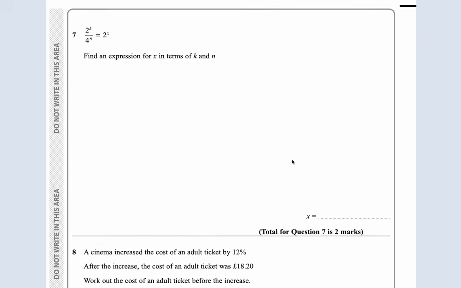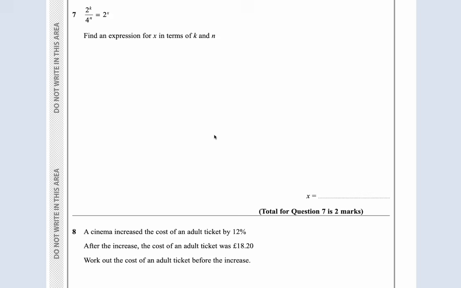Okay, question 7. Find an expression for x in terms of k and n. Okay, so, right, this isn't that easy, guys. I'm going to change everything into 2 to the power of something. So this is 2 to the power of k, and this is 2 squared to the power of n. Now, all I've done there, guys, is I've said 4 is 2 squared, because 2 squared is 4.